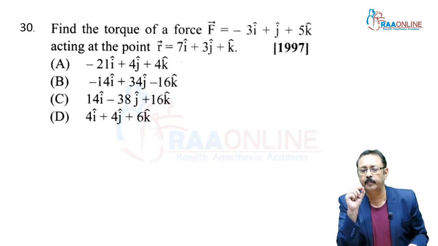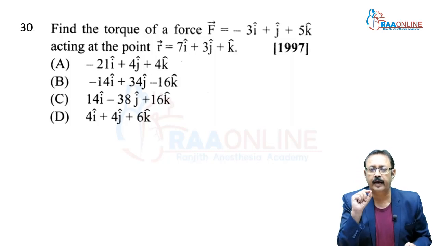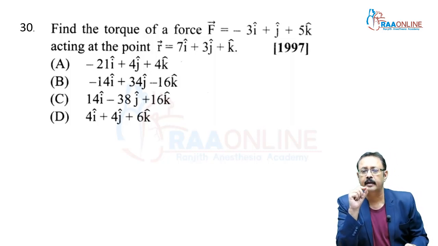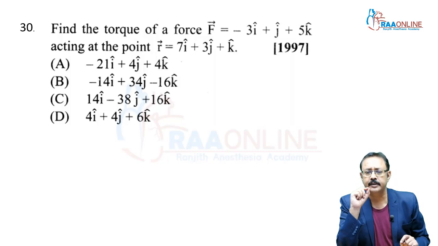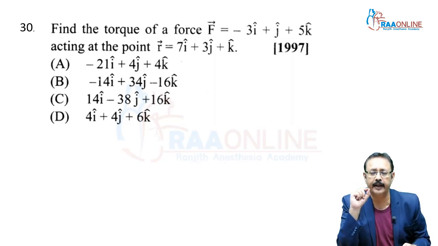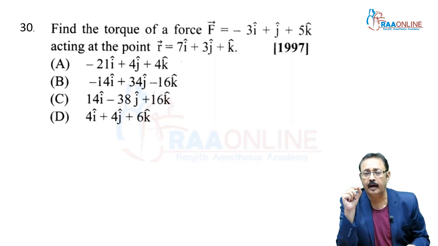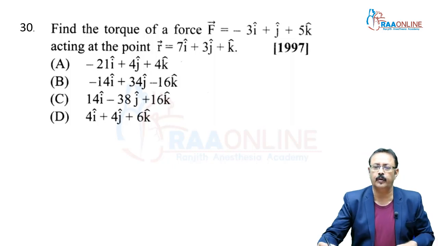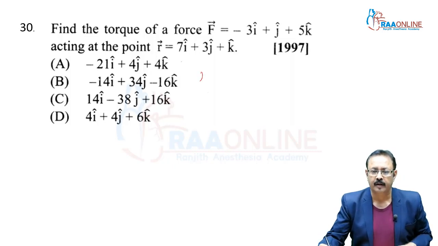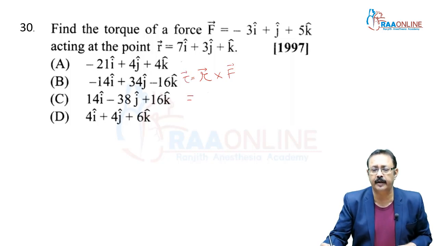Find the torque moment of a force F acting at the point R, again given. Same type of problem. Again we got it in 1997 AIPMT. R is given, F is given. We want to calculate torque. It means this type is important for you. R cross F is torque. So again you have to solve one determinant.